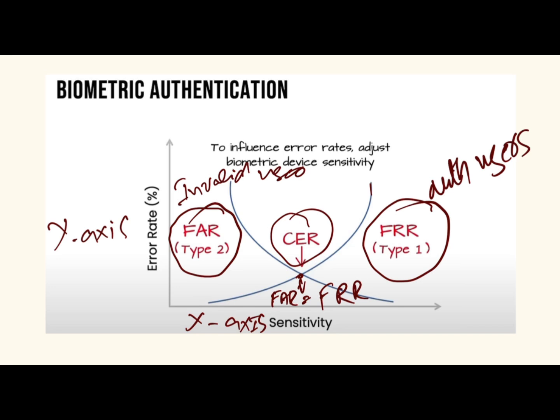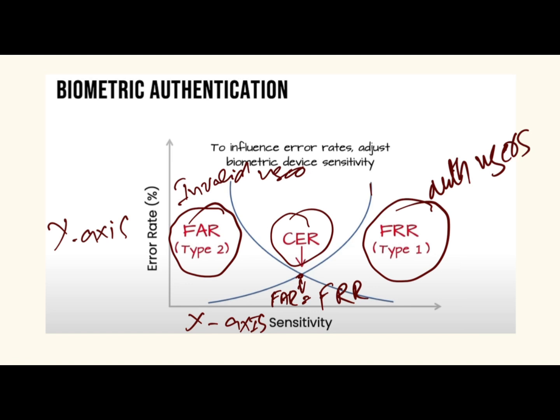At the CER point, the sensitivity is balanced. Type 1 errors, false rejections, are not too frequent. Type 2 errors, false acceptances, are also controlled. It's not perfect. There are still errors, but it's a kind of trade-off between security and usability, right? So that is an important point. It's not something which we can say is a perfect or ideal approach, but it is a kind of trade-off between security and usability.